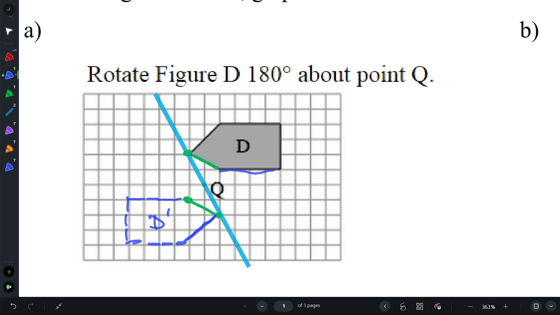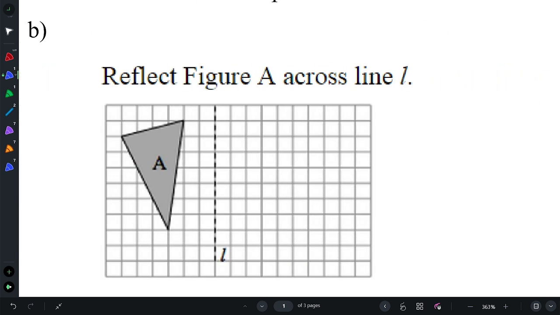I definitely have patty paper available if you're doing a problem like this and you think it would be helpful to trace it and draw it. But I'm just trying to think about what happens when I rotate 90 degrees, opposite reciprocal slopes. Let's move to the next one.